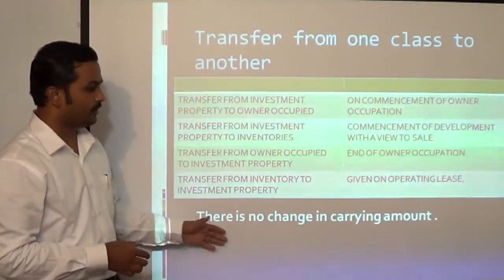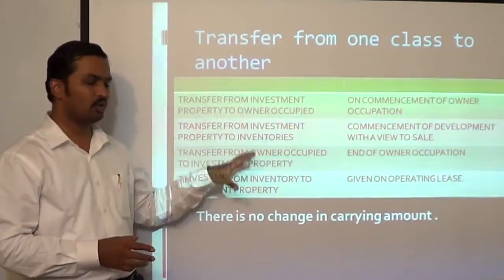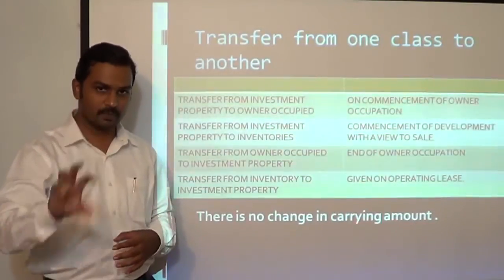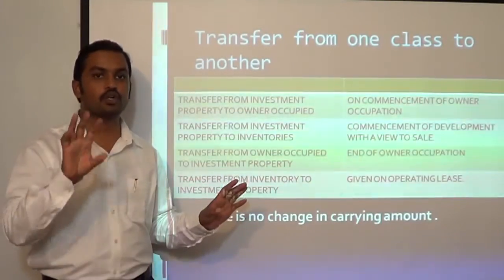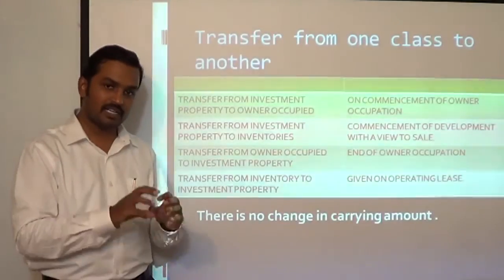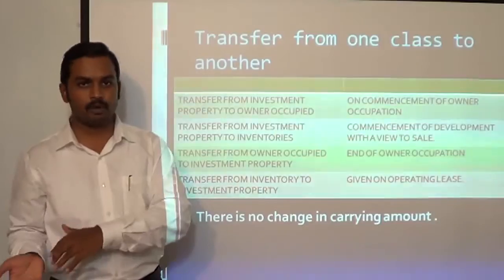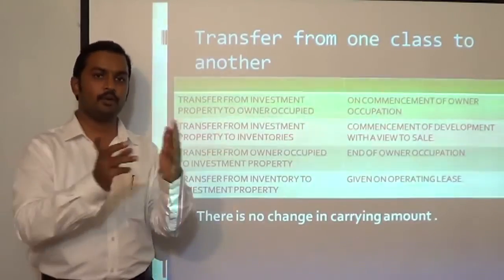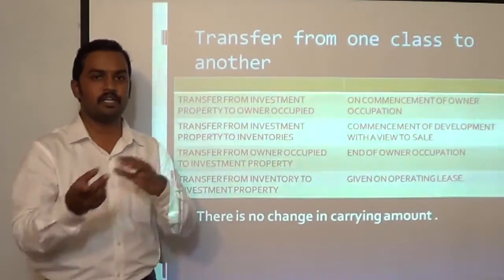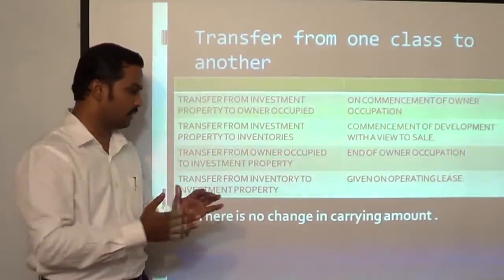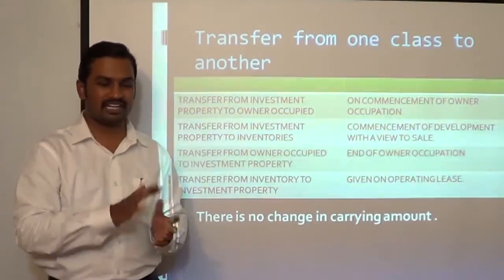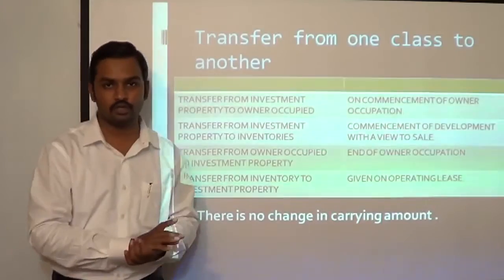Okay, but there will be no change in carrying amount because we have only one model which is prescribed for investment property, that is the cost model. That means whatever is the current carrying amount, at that amount only we are going to reclassify from investment property to PPE, or from investment property to inventory, or from inventory to investment property, or from PPE to investment property. So there will be no change in any carrying amount. Okay, classification will change, but the carrying amount is not going to change.